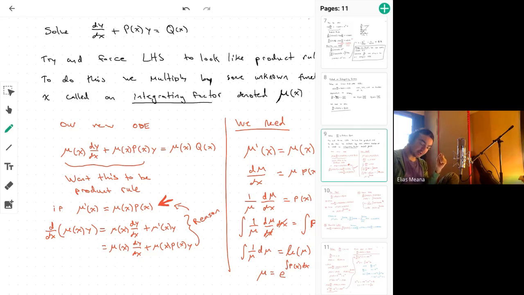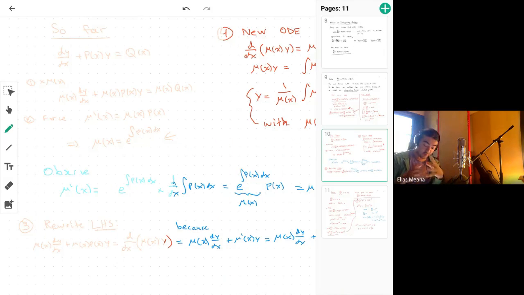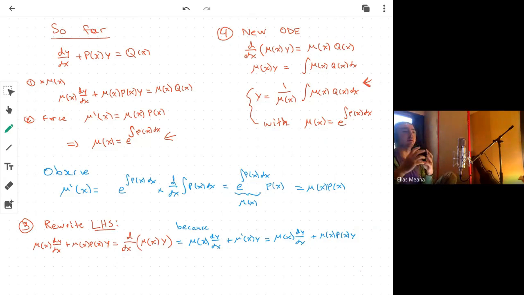And so once we've established that that's what mu has to equal, then we can rewrite the left-hand side. I'm moving down to point 3 now. We can rewrite the left-hand side as a product rule, right? Because that's how we designed mu. Mu is designed to obey the product rule. And so once we've established what mu has to equal, we can write it as the product rule, and then we've got a differential equation in the form derivative equals function. Whenever we've got derivative equals function, we can integrate. And so we do integrate.